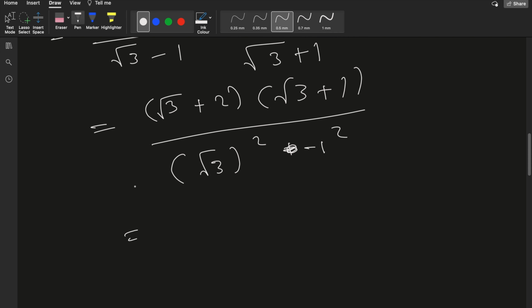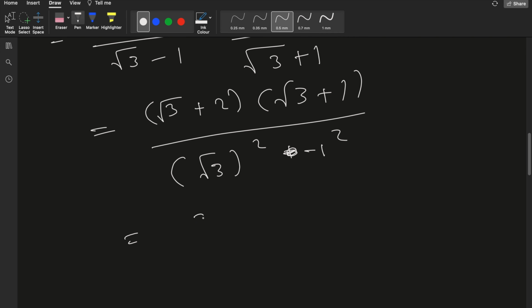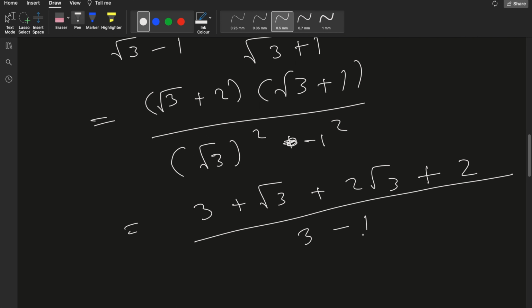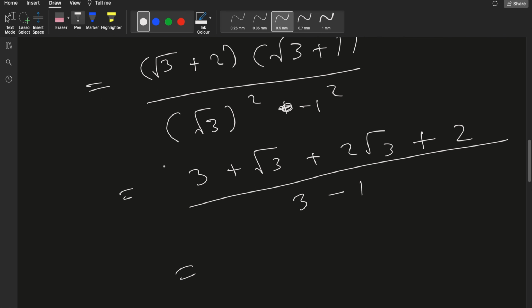This would equal square root of 3 into square root of 3, which is 3, plus square root of 3 plus 2 square root of 3, because this is multiplied by this, this by this, and this by this. That's 2 divided by square root of 3 whole squared, which would be 3 minus 1. We could add like terms, so that would be 5 plus 3 square root of 3 divided by 2.